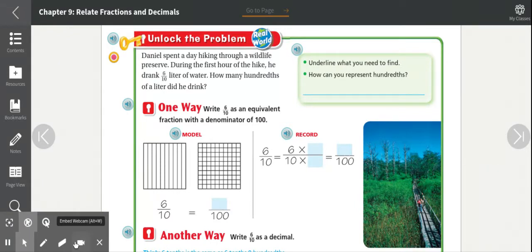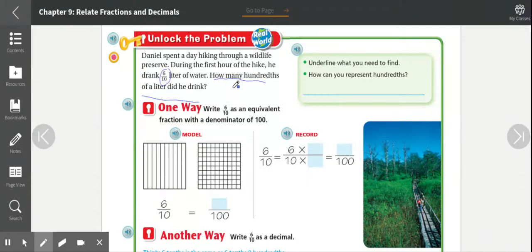Okay, it says Daniel spent a day hiking through a wildlife preserve. During the first hour of the hike, he drank 6/10 liter of water. How many hundredths of a liter did he drink? I just did what we had to do. Underline what we need to find.